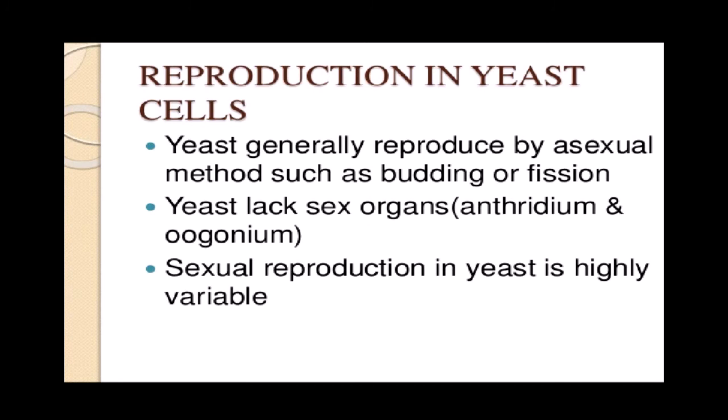Reproduction in yeast cell. Yeast generally reproduces by asexual methods such as budding or fission. Yeast lacks sex organs, that is antheridium and oogonium. Sexual reproduction in yeast is highly variable.